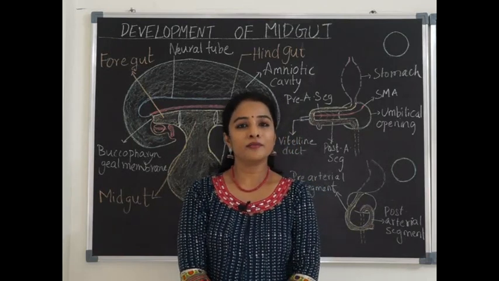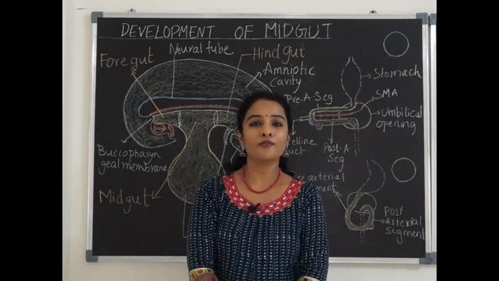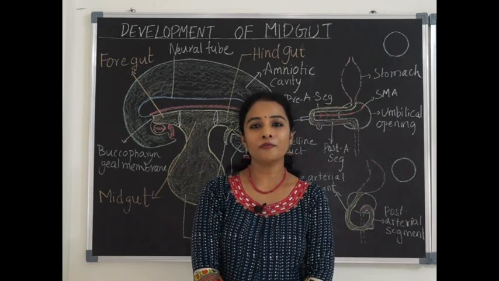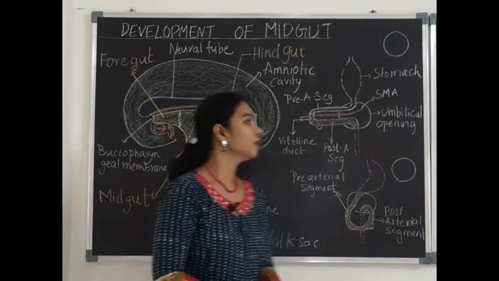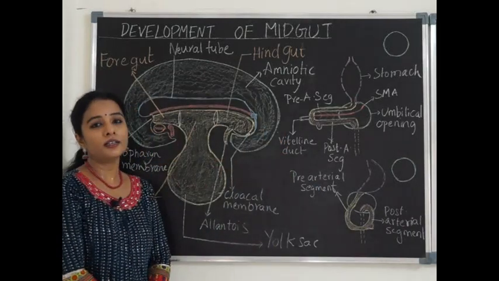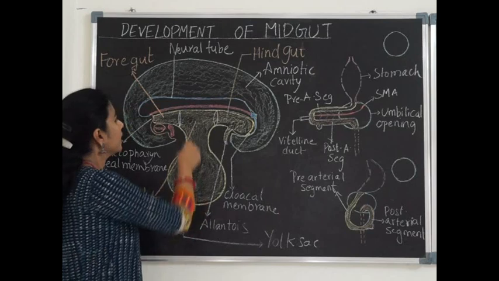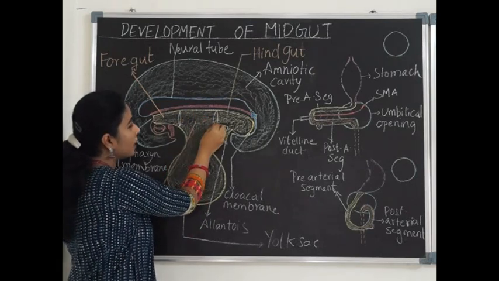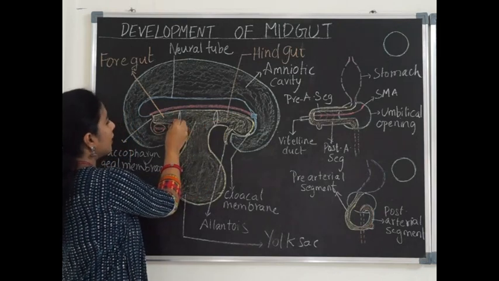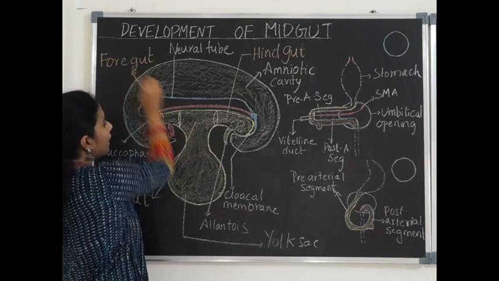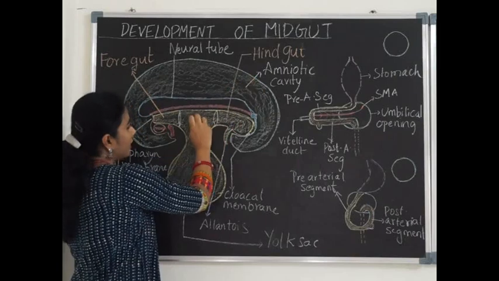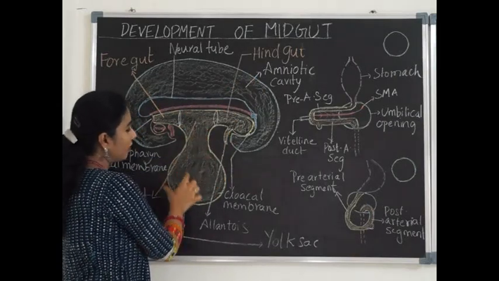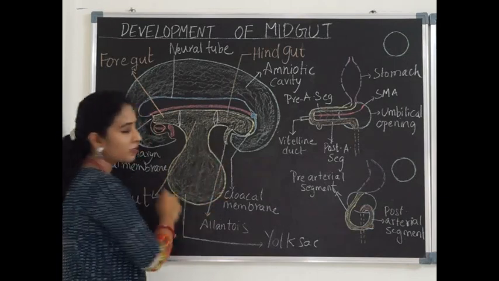In the previous session we learnt about development of the foregut, and today we are going to continue with the development of the midgut and its rotation. So the midgut, if you see its development, is a straight tube-like structure between the anterior intestinal portal and posterior intestinal portal, communicating cranially with the foregut and caudally with the hindgut. It was like a straight tube, and it communicates anteriorly on the ventral side with the yolk sac.